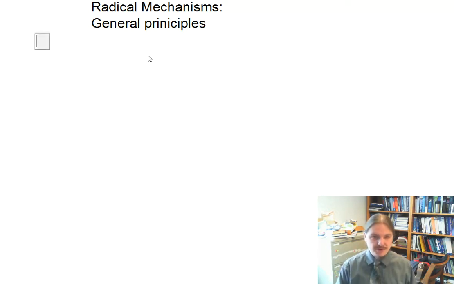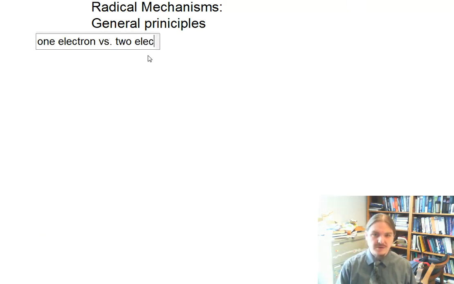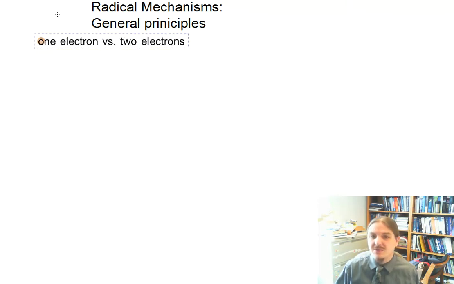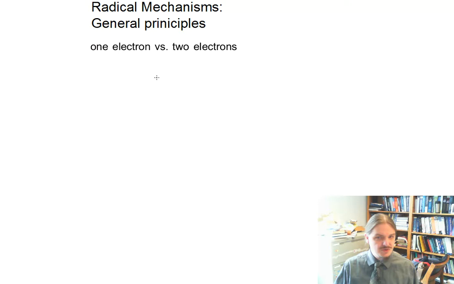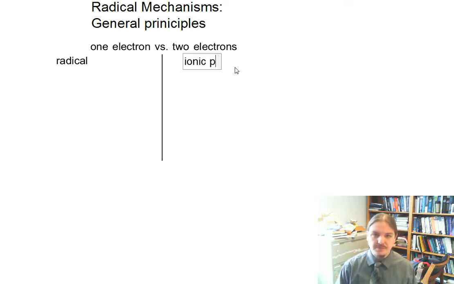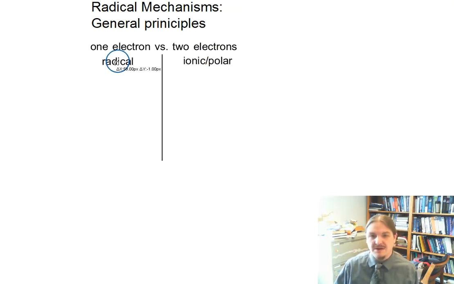So the first thing under general principles we want to discuss is that radicals are things that have unpaired electrons. So in learning about radical mechanisms, we're talking about the issue of one electron versus two electrons. And I'm just going to draw a line down here between one and two. Reactions that involve one electron moving at a time are called radical reactions, whereas reactions where two electrons move are ionic reactions or polar reactions.